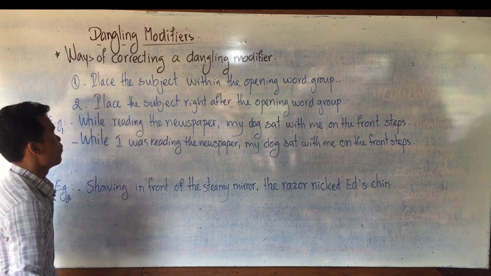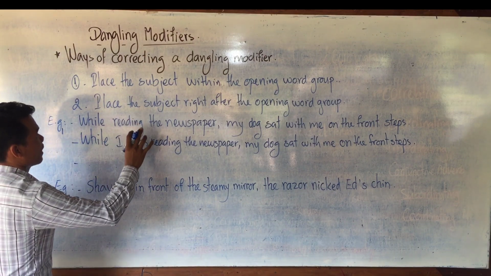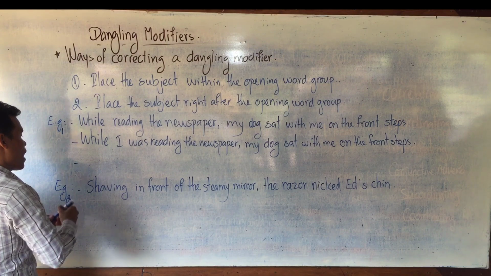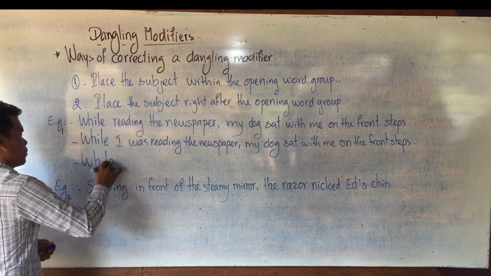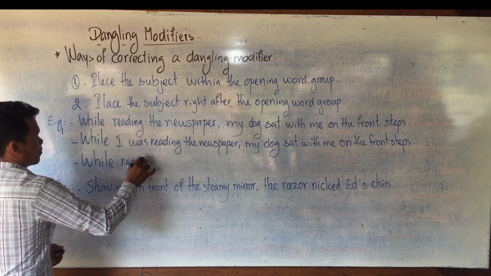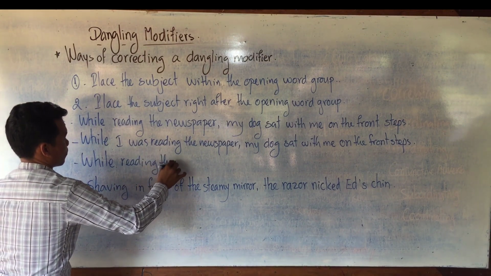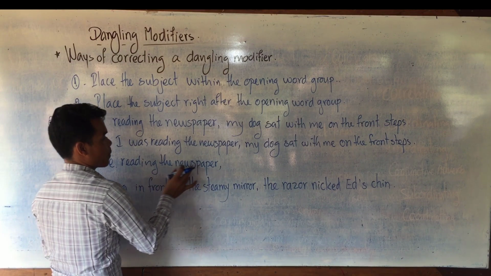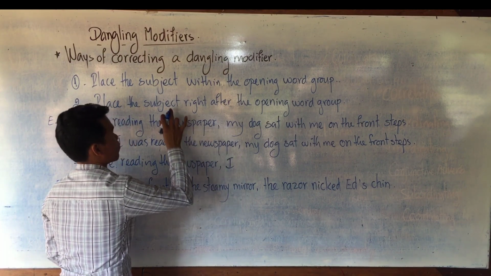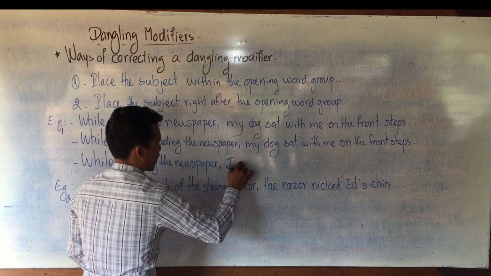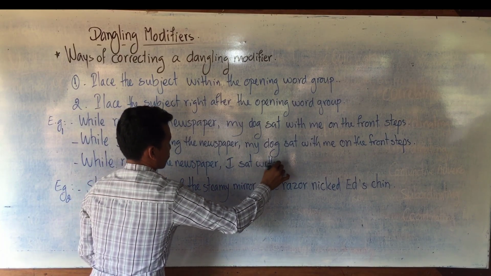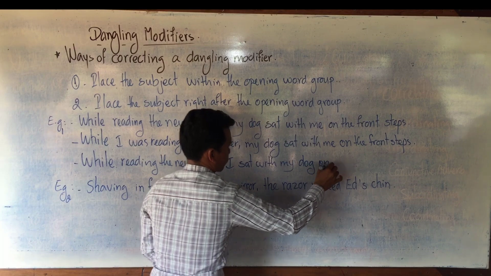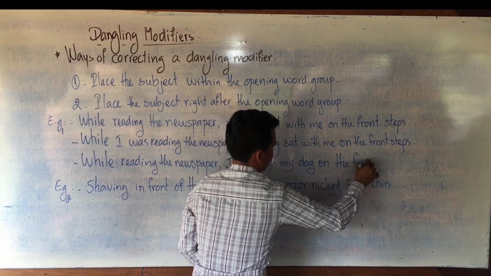One more way we can correct a dangling modifier: place the subject right after the opening word group. Then you can write: while reading the newspaper, here you can use the subject I right after the opening word group, I sat with my dog on the front step.